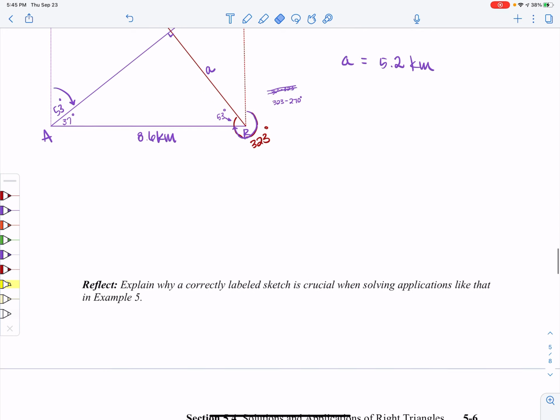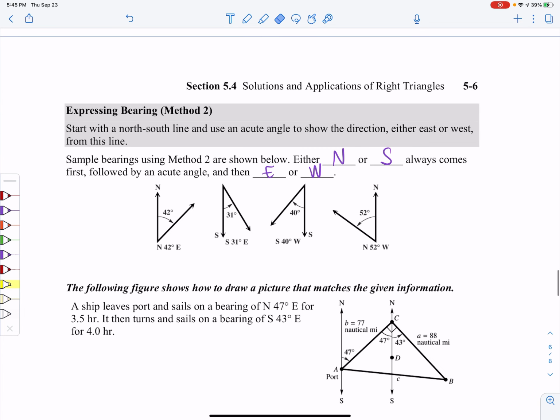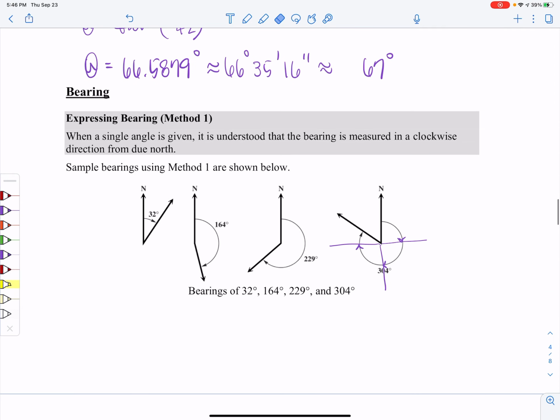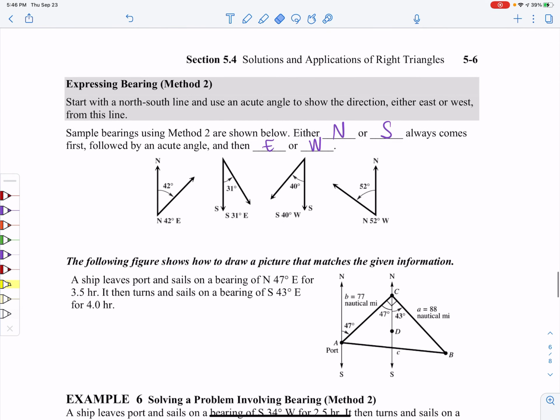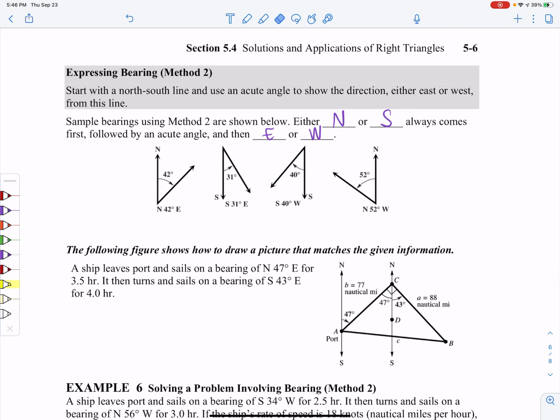All right, then the next thing that we're going to look at is method 2 for bearing. And this time I'm actually going to have 2 different directions, not just a single number like I did up here. All right, so let's take a look. We're going to start with your north-south line, and then you're going to use an acute angle, only an acute angle, and you're going to move east or west from there. So again, always, always, always do your north and south first. Always do that first. And then it's going to have an acute angle after that, and then you'll have your east and west line after that.